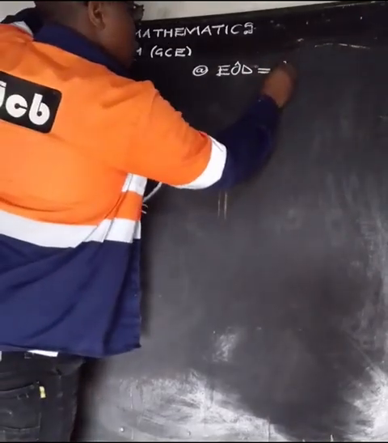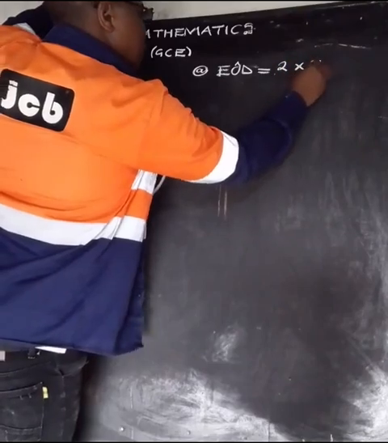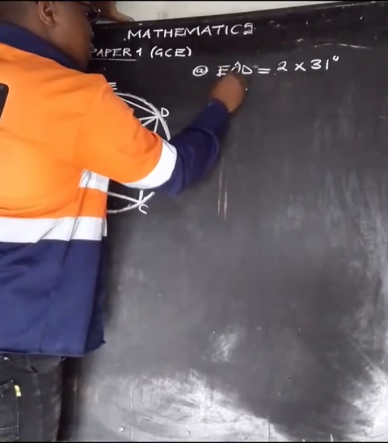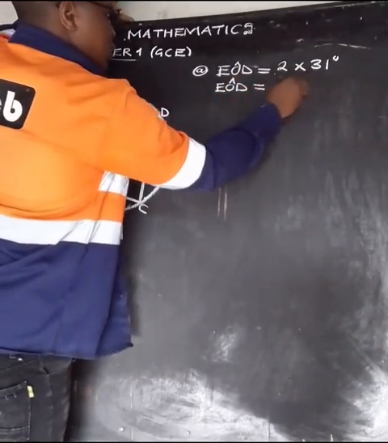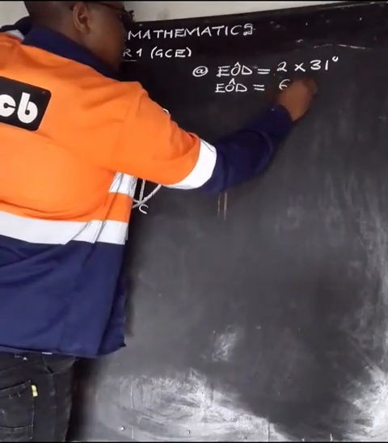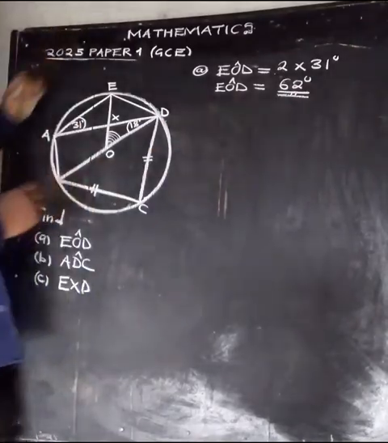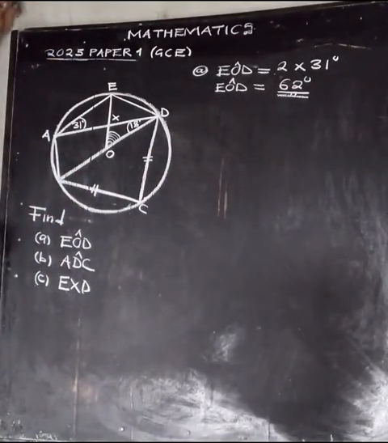So you just say 2 multiplied by 31. EOD is equal to 2 times 31, we get 62. This is our answer. Then let's look at question B.